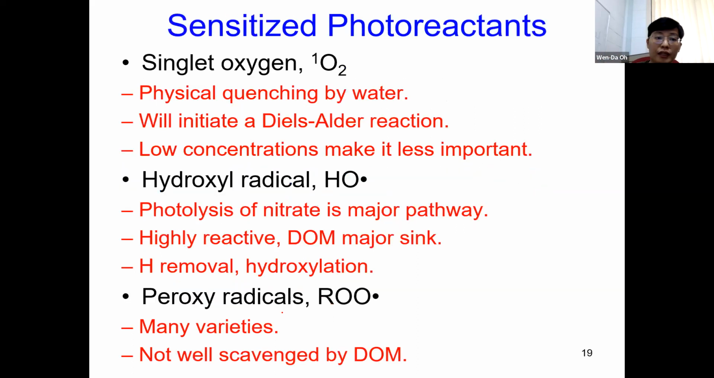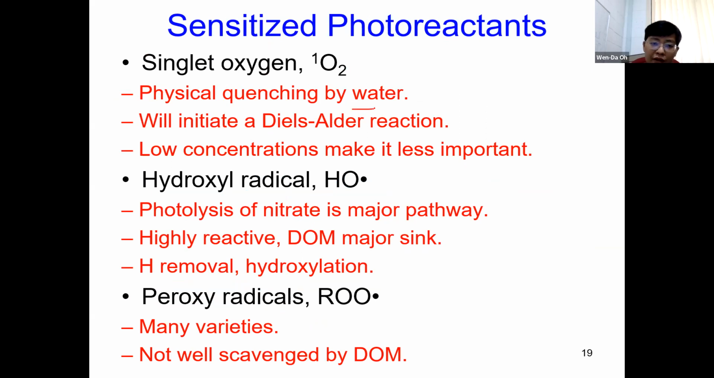Just to share with you what the different characteristics of the radicals are. You have singlet oxygen. Singlet oxygen, if it's in the water, is not so concerning because it can easily be quenched by water.